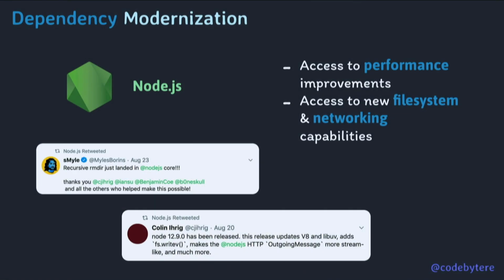Upgrading Node, for example, gives us access to new file system and networking capabilities, like, for example, recursive rmdir. Since Node also adheres to Semver, minor bumps therefore necessitate minor bumps in Electron. By upgrading Node, we also ensure that we stay on top of security updates and see performance improvements.